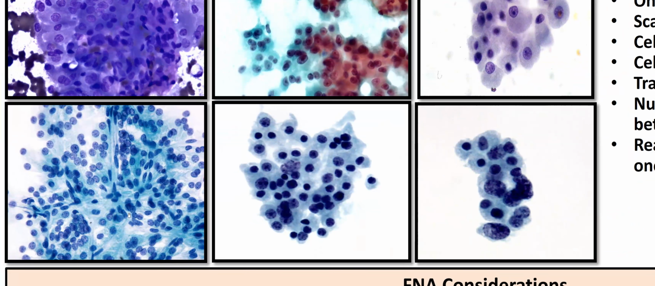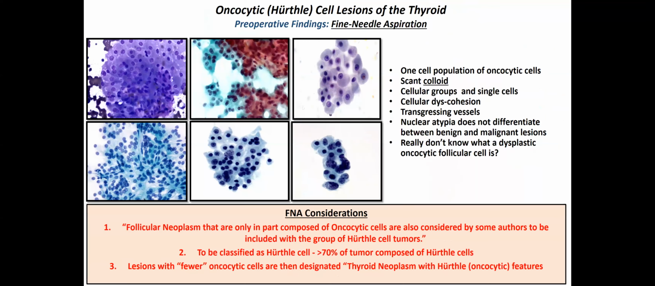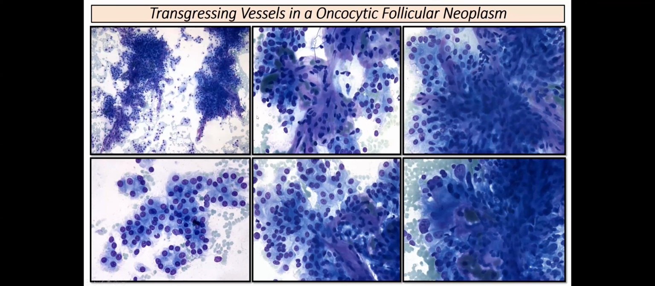This is actually one of the features which is very typical of oncocytic lesions and is more common in oncocytic neoplasms. Now, this is another view showing you different cases with these beautiful transgressing vessels. This is actually one of the features that you also see in hepatomas. And hepatomas, when you look at hepatocytes, they look like oncocytic cells.